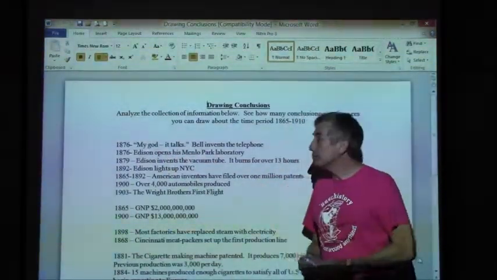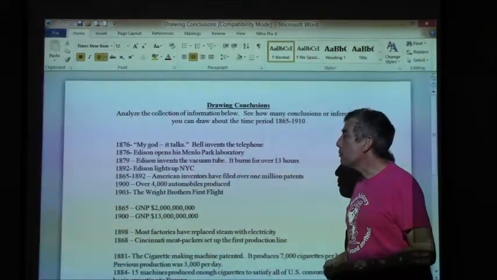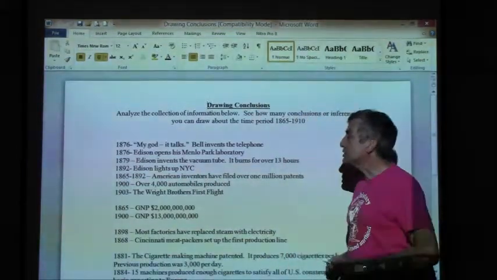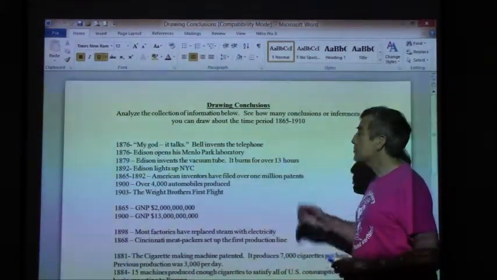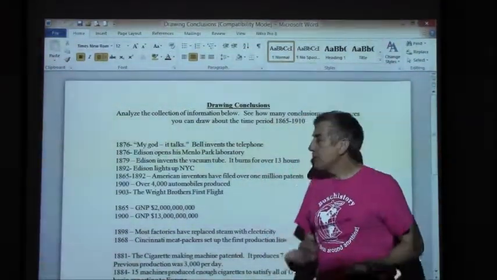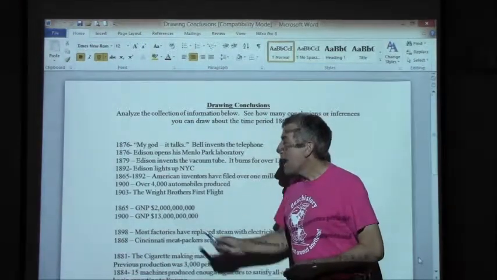Bell invents telephone. In 1876, Edison opens his Menlo Park laboratory. In 1879, Edison invents the vacuum tube. It burns for over 13 hours. That vacuum tube, by the way, is the predecessor of the light bulb. 1892, Edison lights up New York City.